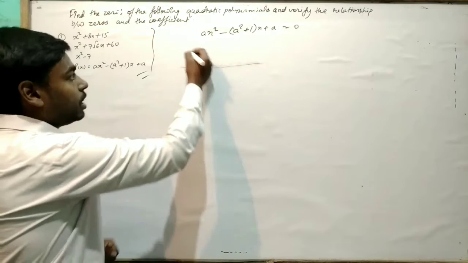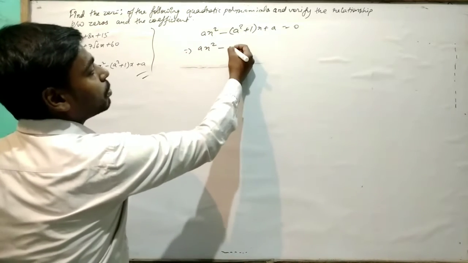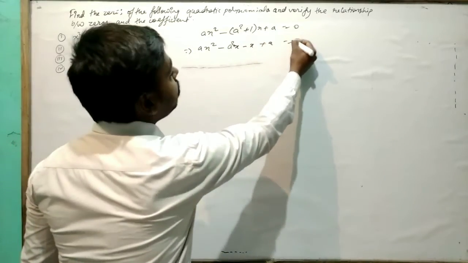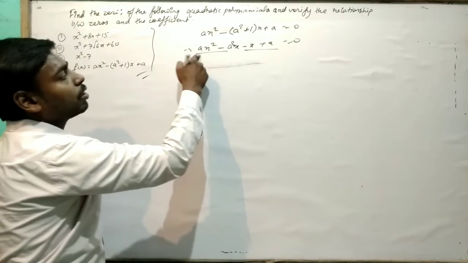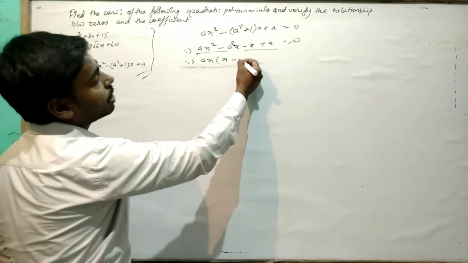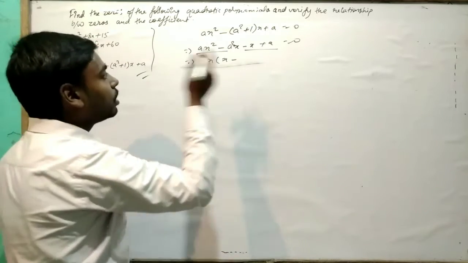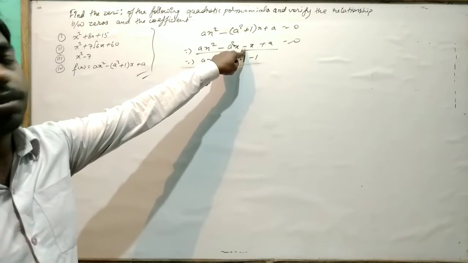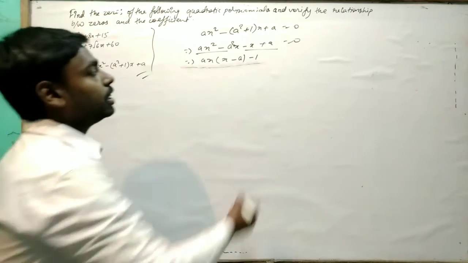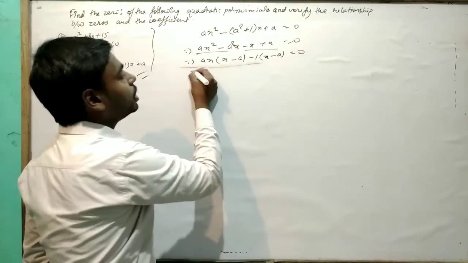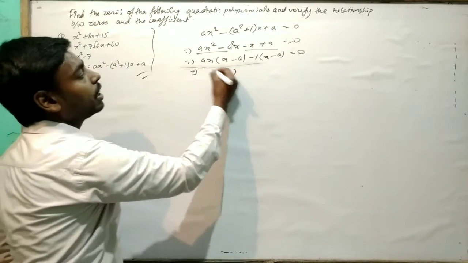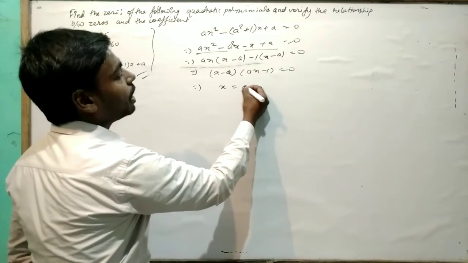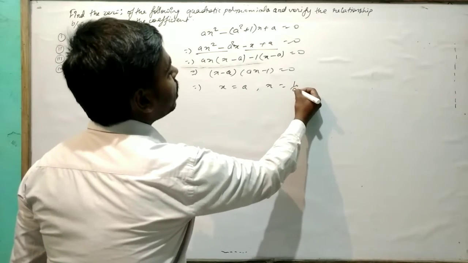Okay, how can we solve it? ax square minus, first we have to multiply here, a square x minus x, plus a is equal to 0. Now we take pairs and get common ax, x minus a. Here minus common, minus 1. If it starts from minus, then we always take minus as common. x minus a is equal to 0. Here x minus a into ax minus 1 is equal to 0. Now we have two zeros: x is equal to a and x is equal to 1 by a.